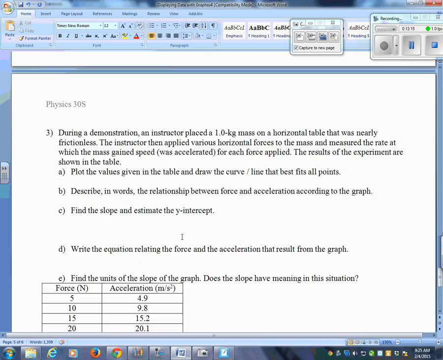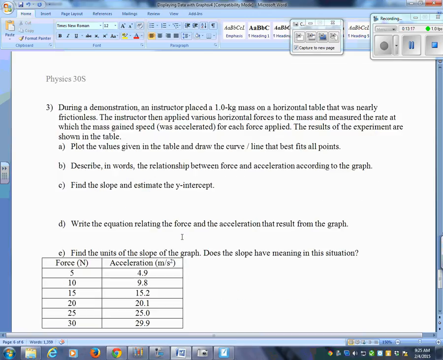Okay. Question number 3 is almost the same, a slight increase in difficulty. I can see an improvement from number 2 here. During the demonstration, the instructor placed a 1 kilogram mass on a horizontal table that was nearly frictionless. The instructor then applied various horizontal forces to the mass and measured the rate at which the mass gained speed, or was accelerated, for each force applied. The results of the experiment are shown in the table.